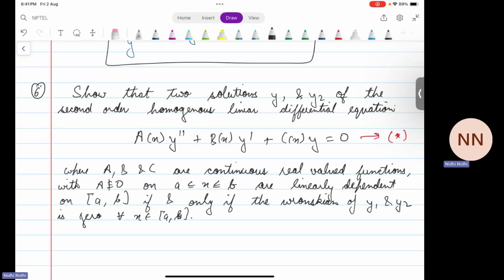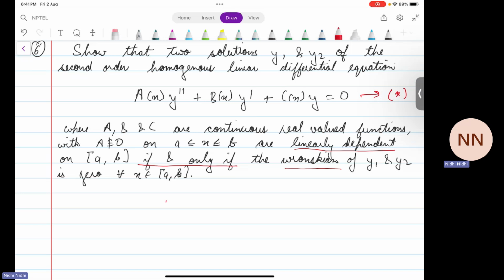So, some major things that one should know before solving such a question are: what do we mean by "if and only if"? How do we calculate the Wronskian? And what do we mean by linearly dependent? So let's start with the Wronskian.